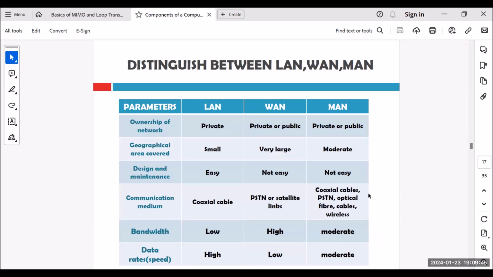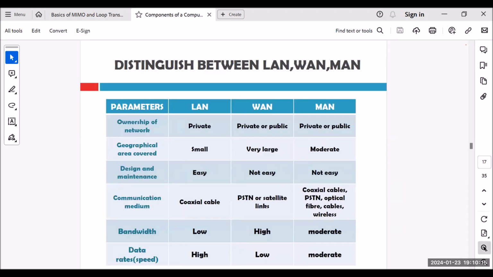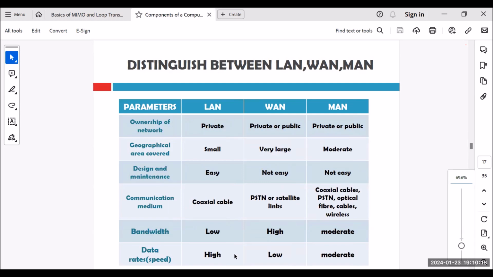Okay, so how to distinguish between LAN, WAN, and MAN? As far as LAN is concerned, the ownership is usually in private hands. It covers a much smaller geographical area. It is easy to design and maintain. The communication medium is usually a coaxial cable. The bandwidth is low because higher bandwidth is not the requirement. The data speed is high because we have a smaller geographical area, and therefore the data speed is high.